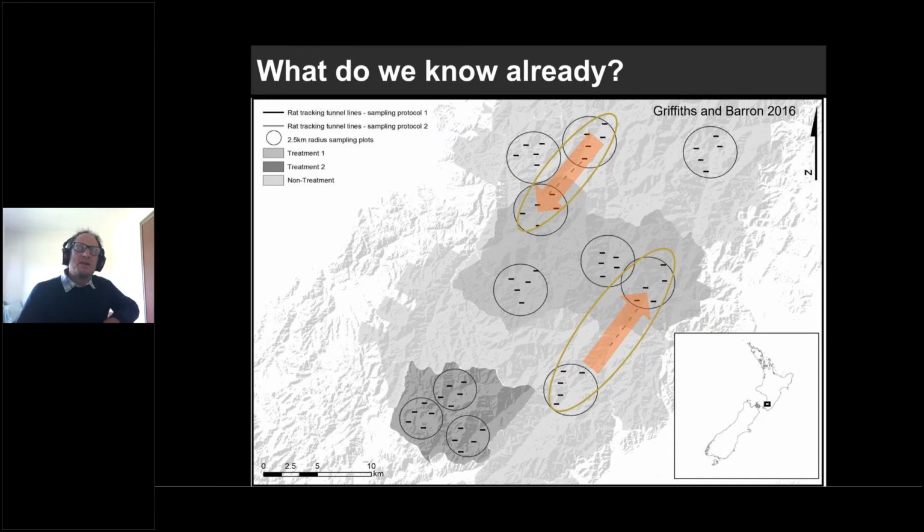And we found the pattern of rats tracking before and after control reflected a pattern whereby tracking tunnels closest to the treatment boundary increased first after control, and then later tracking rates further into the treatment area increased. And when we came to model these patterns, we found that an interaction between time since treatment and straight line distance best explained this pattern.